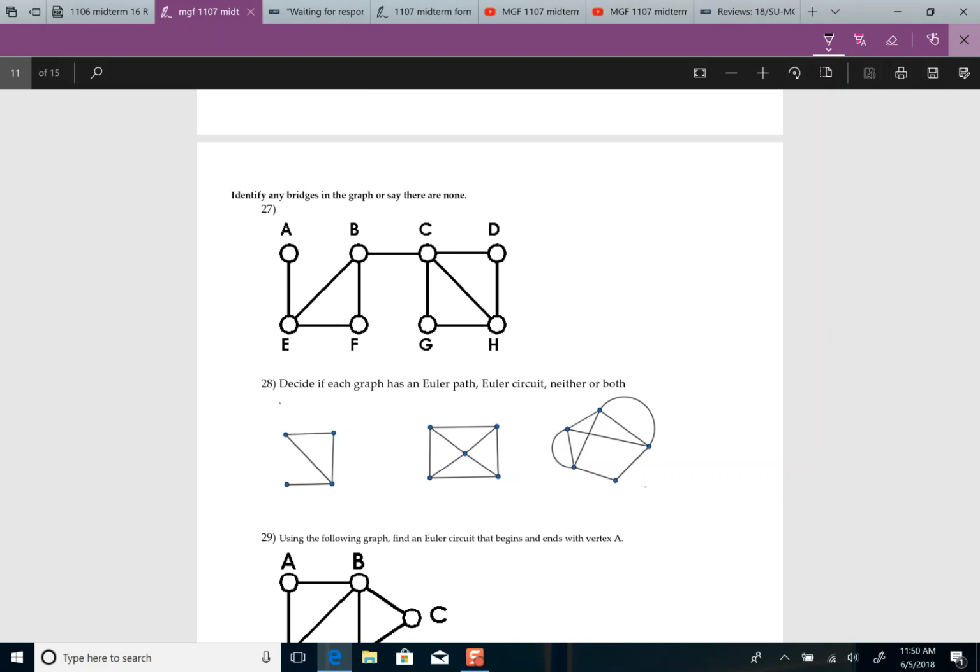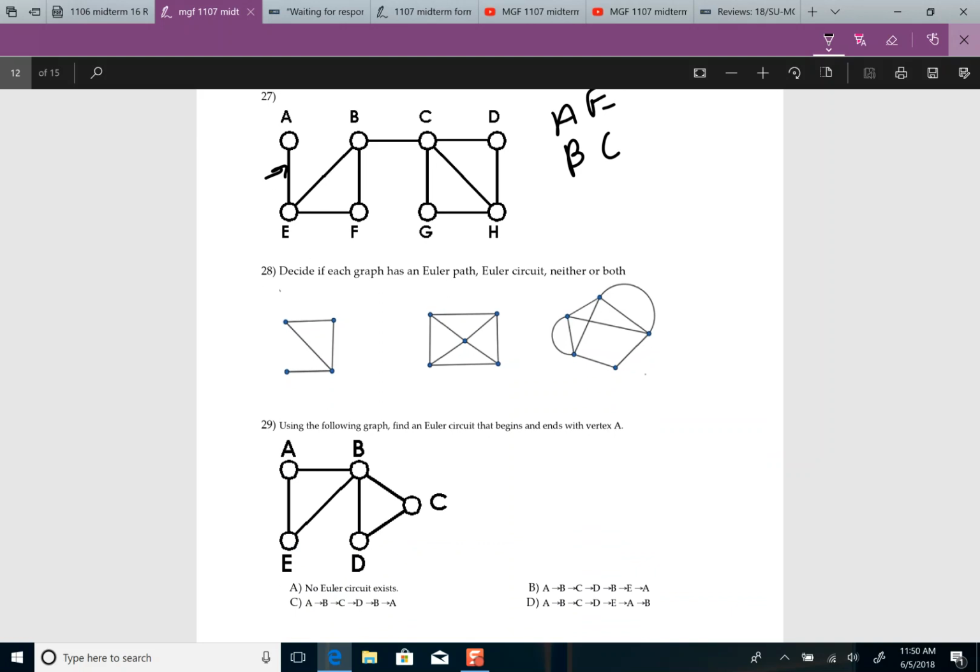Number 27 says find any bridges, or say there's none. Alright, so definitely I have a bridge right here from A to E, because if I removed it, A would be isolated. Also, B to C is a bridge because it connects the two parts together.